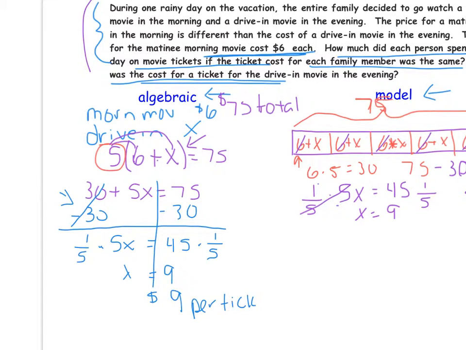And we have to remember what the other question was. How much did each family member spend on tickets? Well, we have to go back to this. Each family member spent $6 in the morning and $9, so $15 total for each family member.